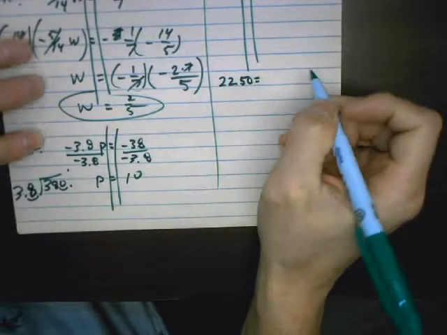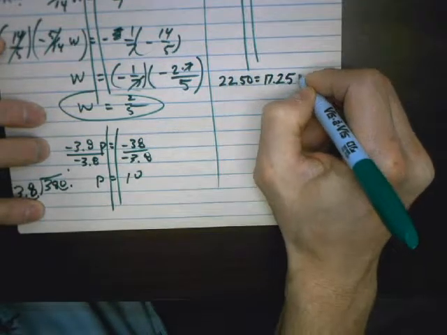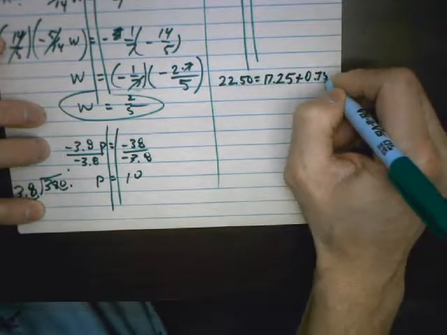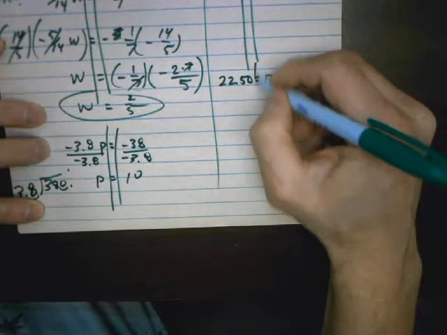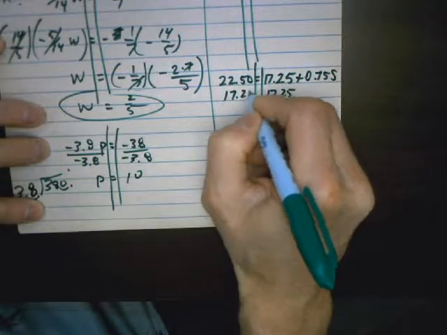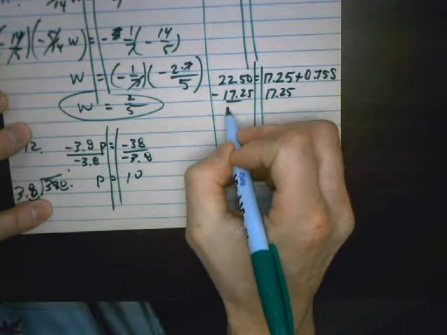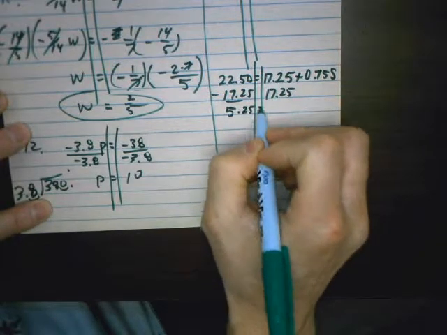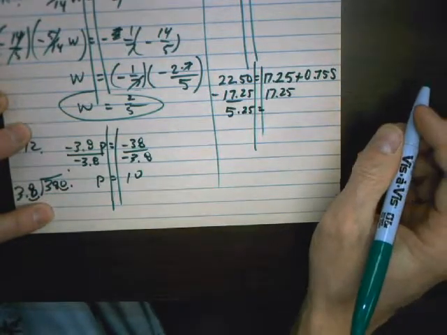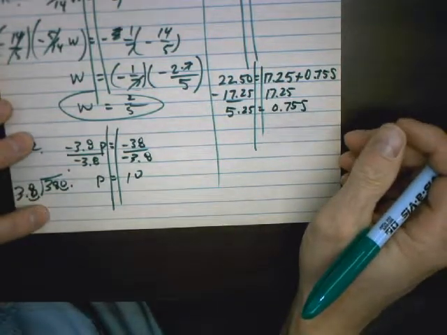Let's start that over. We had $22.50. We had $17.25 to begin with. And we're getting 75 cents per shell. All right, so now let's do this correctly. Now we'll subtract these two. Okay. And when I subtract those two, I should get $5.25. Over here, I'll get 75 cents times every shell.